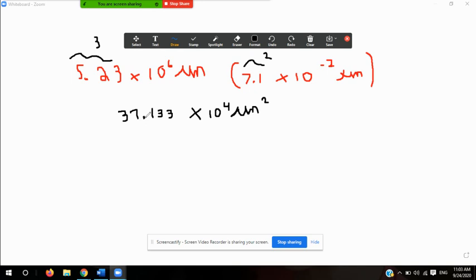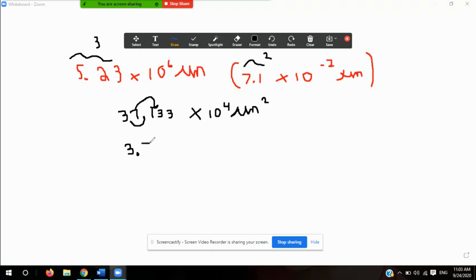I'm moving the decimal point from right to left so I can have 2 significant figures: 3.7. Now, I want to know if I have to round up or round down. If I look at the 7, the number next to it is a 1. That means I round down, it stays the same. So this would be 3.7.